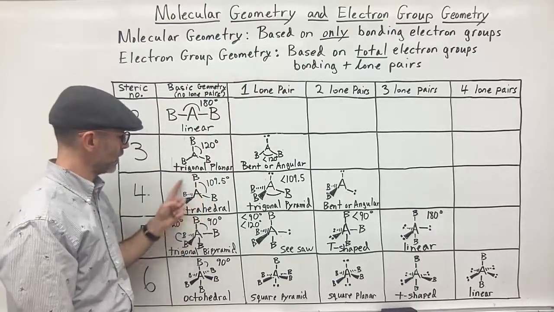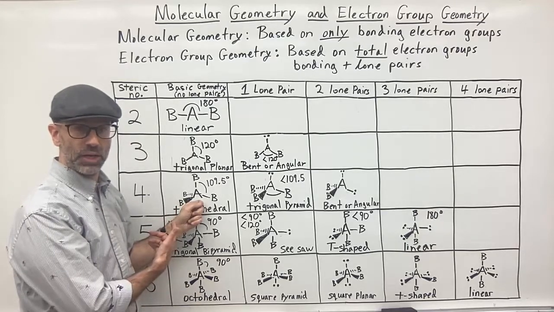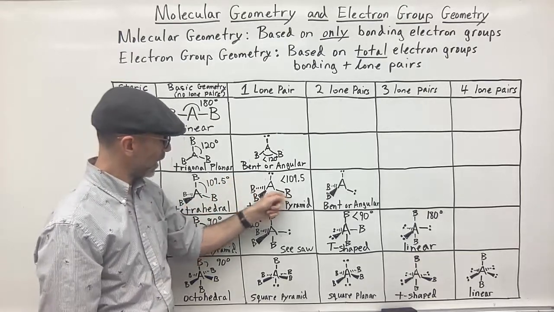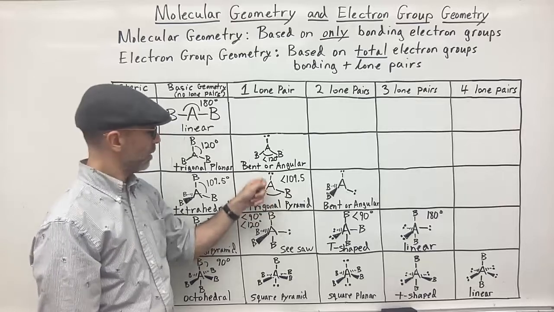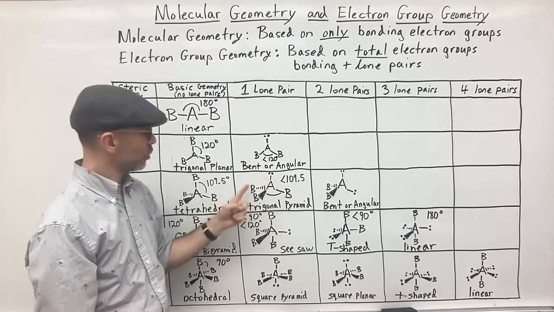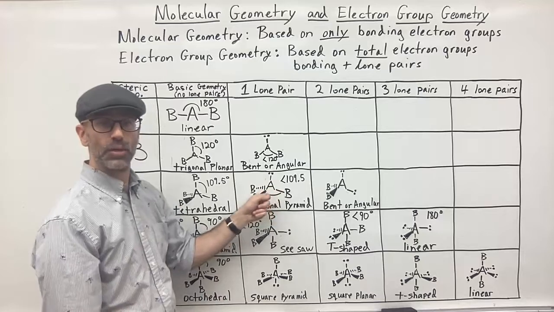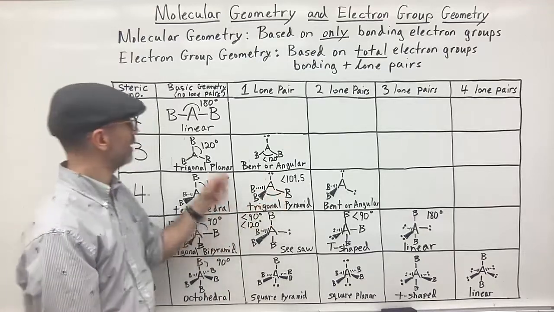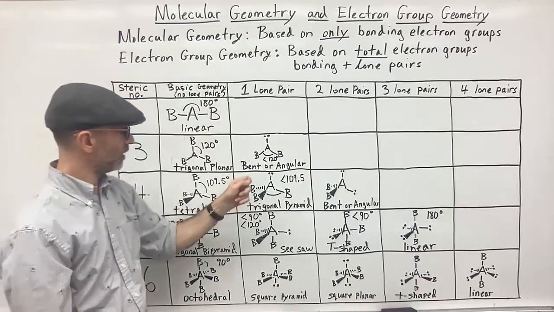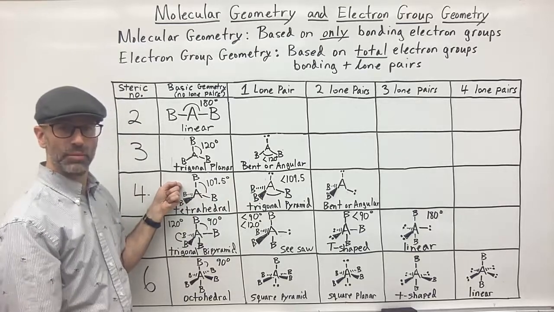So the total electron groups here is 4 bonding groups, no lone pairs. So that is going to be an electron group geometry of tetrahedral. This molecule has 3 atoms bonded, and it has one lone pair. So that's still a total of 4 electron groups. And because it has 4 electron groups, the electron group geometry is the same. So it's going to be tetrahedral. So the electron group geometry of this molecule that has 4 bonded atoms is tetrahedral.